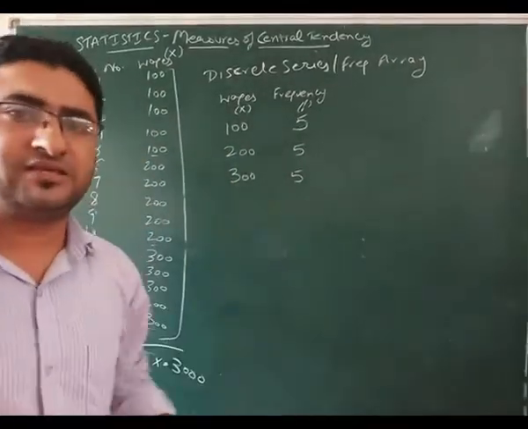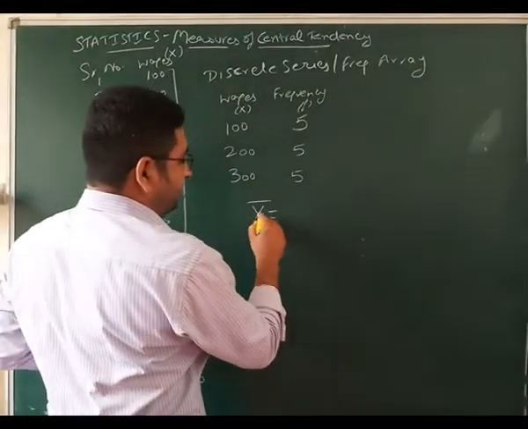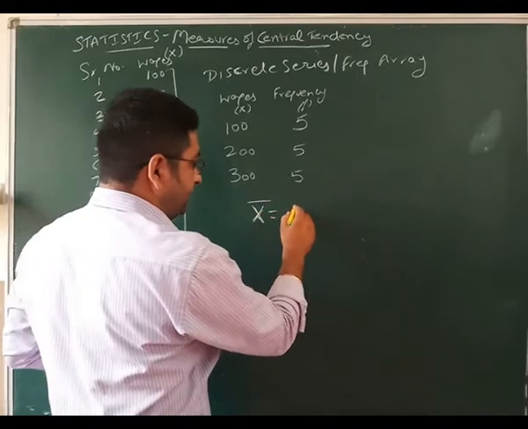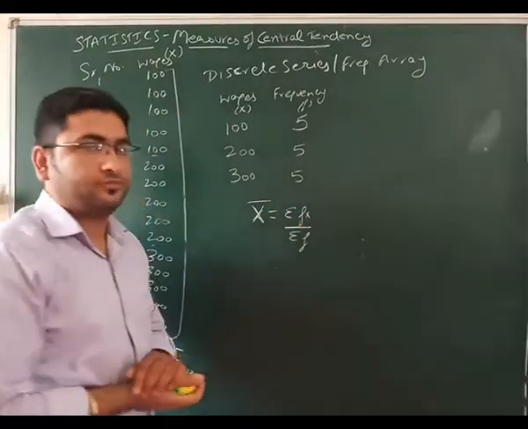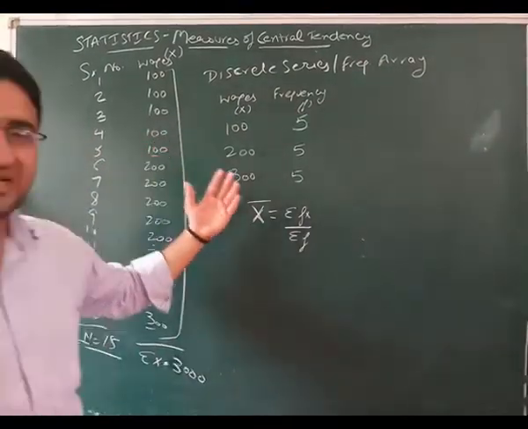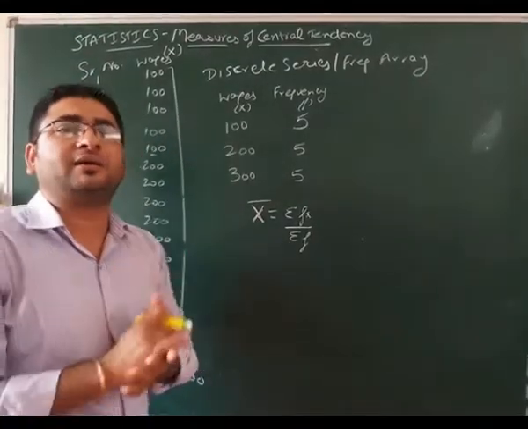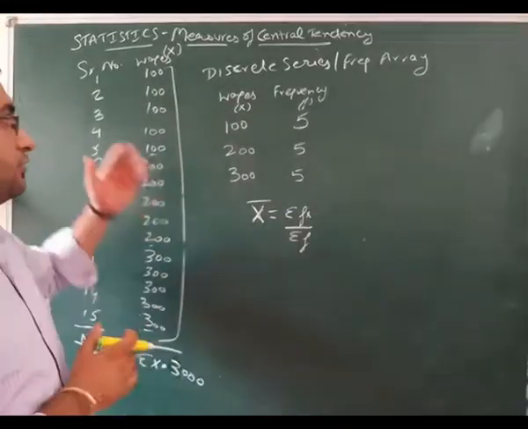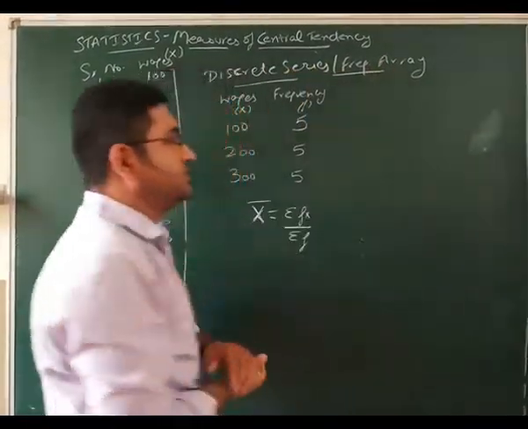So we'll take up the next series for this. Now what are we doing? See, the formula for x bar over here is summation fx upon summation f. Mind it, the formula I used earlier was x bar equal to summation x upon n. Both are direct methods. That was in individual series. This is the discrete series or the frequency array.